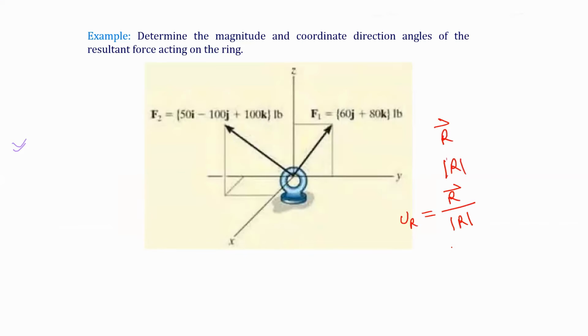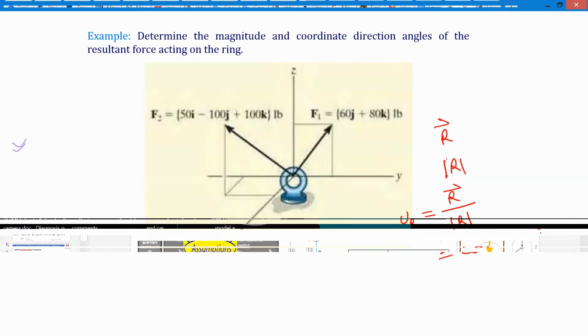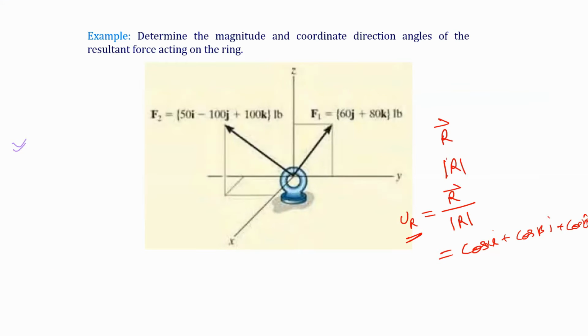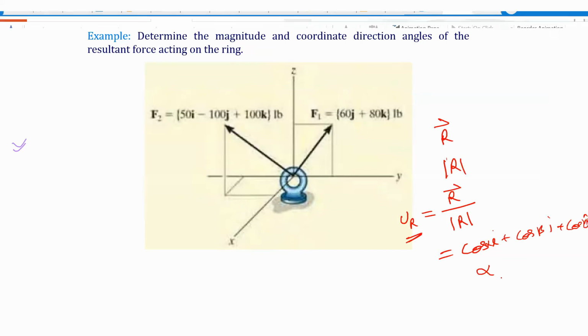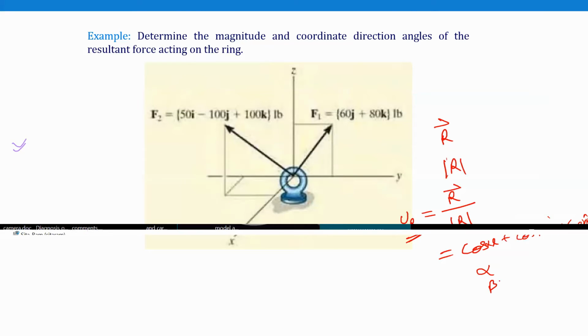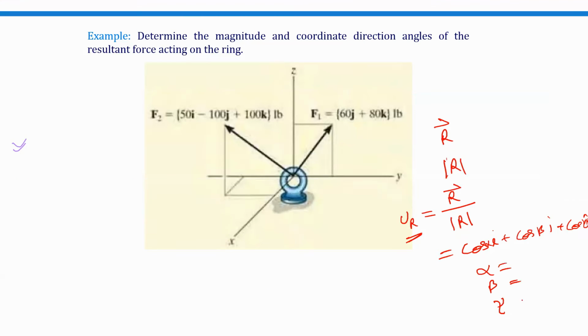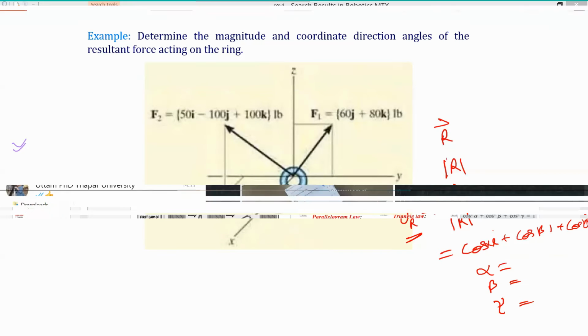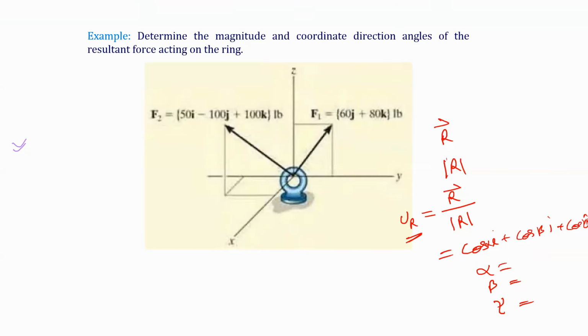So if you do this, then you can find the unit vector, and it will give you cos alpha I plus cos beta j plus cos gamma k, right? So you can find the angles alpha, beta and gamma. These angles will let you know the inclination of this resultant force from the x-axis, from the y-axis and from the z-axis.